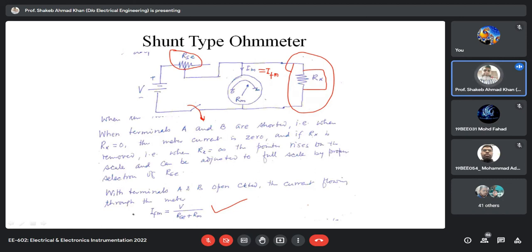So for given value of V, for given value of battery voltage that we are employing and the meter, we have to calculate the value of RSC so that your meter should satisfy this condition. We will choose the suitable value of RSC for given value of V and Rm that satisfy this equation. It is the only design equation. Is it fine to all of you?